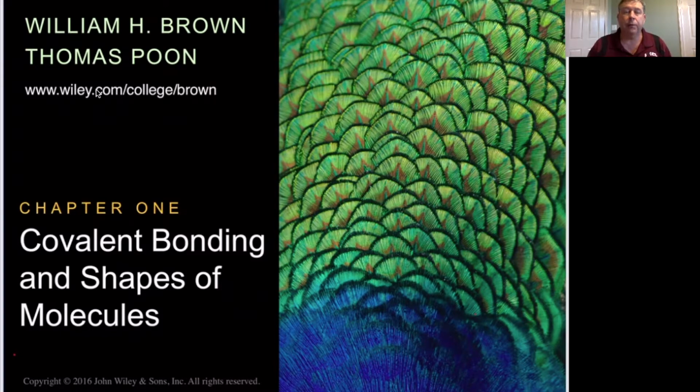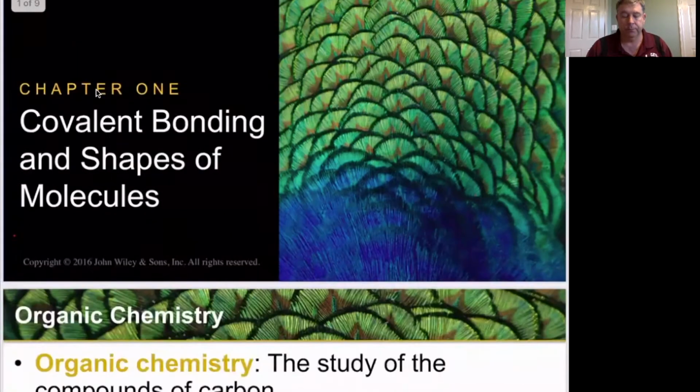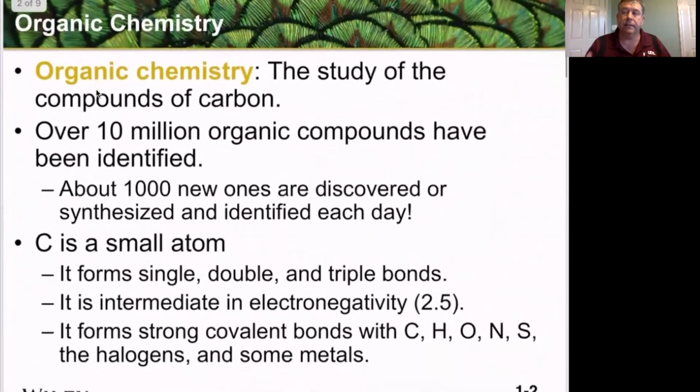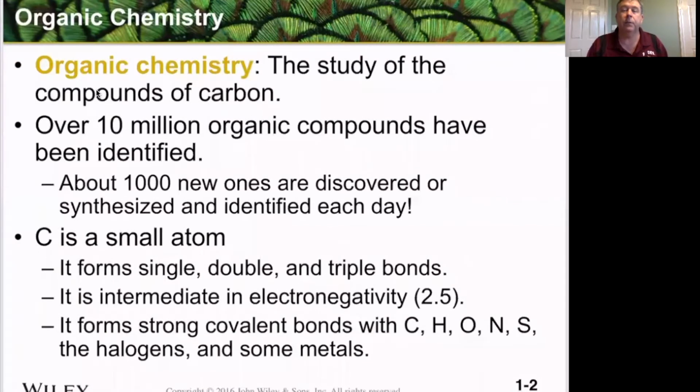We'll begin with Chapter 1, Part 1, Covalent Bonding and the Shape of Molecules. As you may know, the study of organic chemistry is an extension or a specialty within chemistry where we look at the compounds that react with the atom of carbon. Over 10 million organic compounds have already been identified. Thousands are being created or discovered each day.